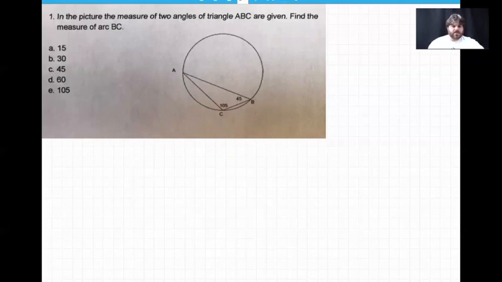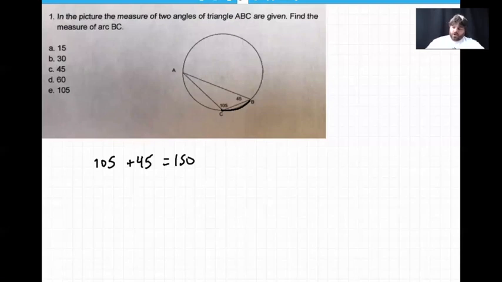First question says, in the picture, the measure of two angles of triangle ABC are given. Find the measure of arc BC. So we're looking for the measure of arc BC, and we're given that these two angles are 105 and 45. So we know if we add those together, we get 150. So we've got this triangle inscribed in this circle.